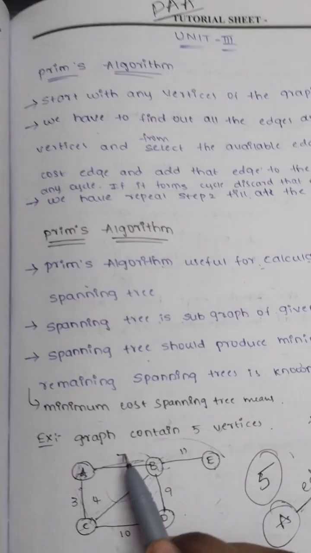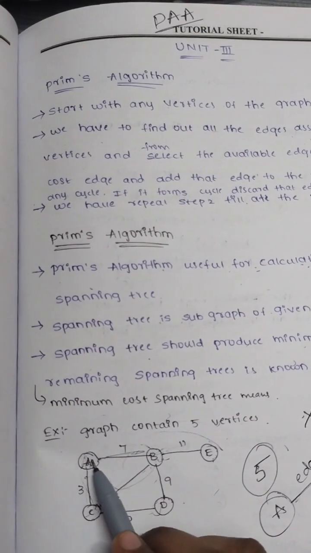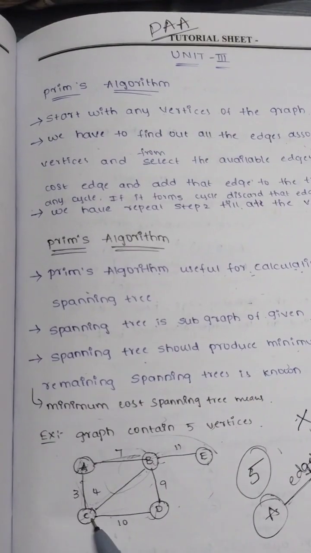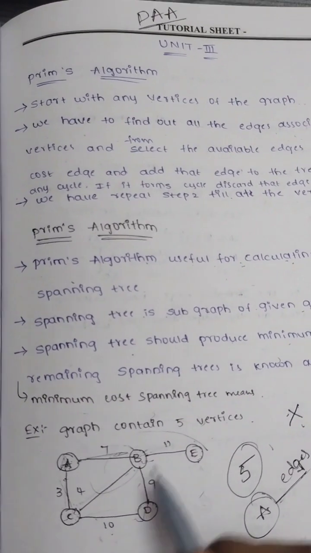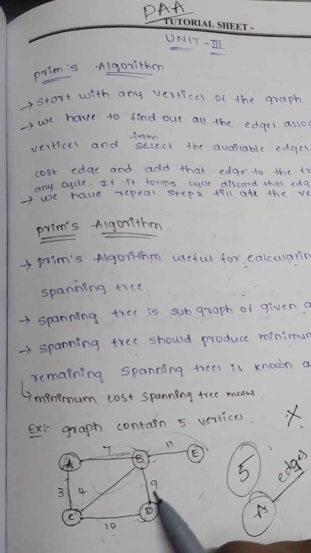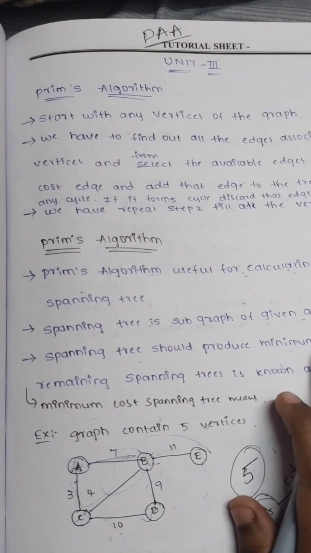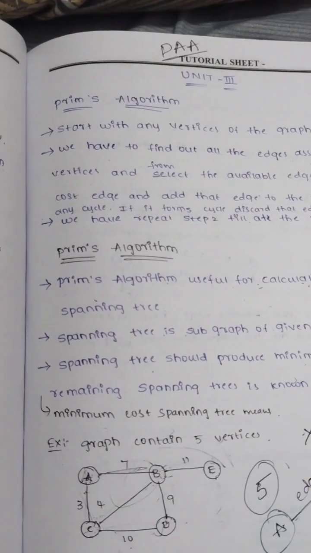So from A to B, the cost is 7. A to C cost is 3, C to B cost is 4, C to D cost is 10, B to D cost is 9, and B to E cost is 11. So we have to find the minimum cost for the spanning tree.